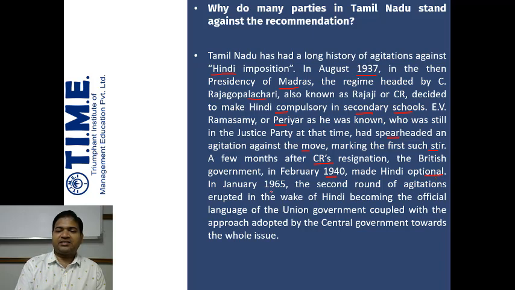In January 1965, now this again is 15 years after the constitution came into force, the second round of agitations erupted in the wake of Hindi becoming the official language of the union government, coupled with the approach adopted by the central government towards the whole issue. So, as you know, that we just discussed about the official languages, there are 22 official languages. When the Constitution of India was being written, there were only 14 official languages. Then later, a lot of other languages were added. Currently, the number stands at 22.